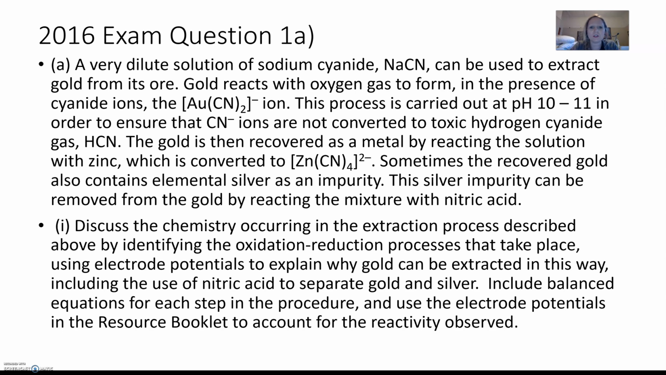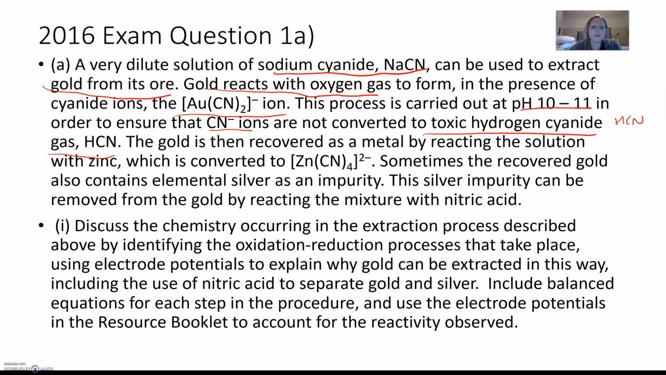A very dilute solution of sodium cyanide can be used to extract gold from its ore. Very similar question to what we finished on in Lesson 6. Gold reacts with oxygen gas in the presence of cyanide ions to form this complex ion. It's carried out in basic conditions to ensure that cyanide ions are not converted to toxic hydrogen cyanide gas. So that's why it's done in basic conditions, which, if you remember, we discussed in the last question of last lesson to do with the equilibrium of HCN being a weak acid.